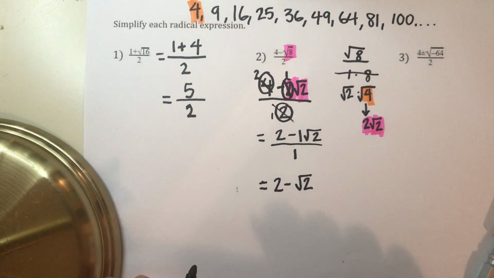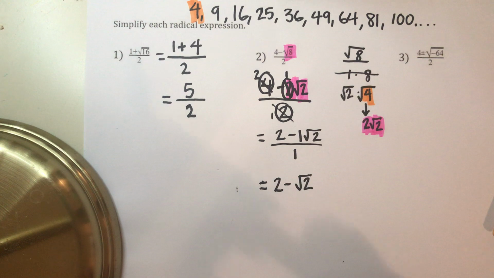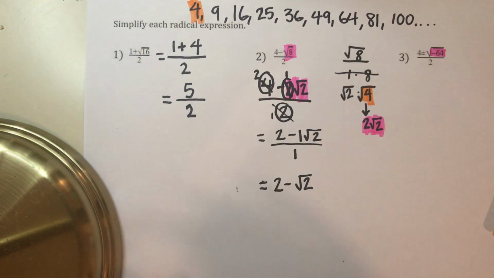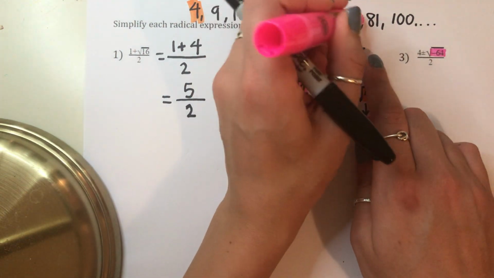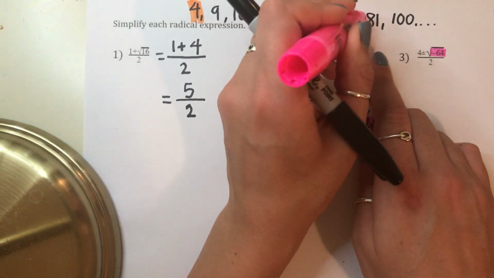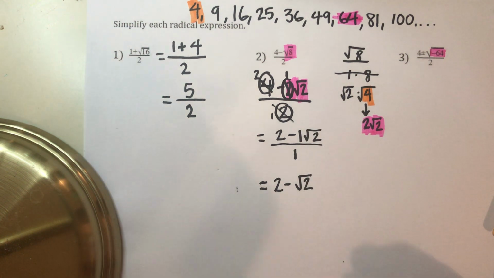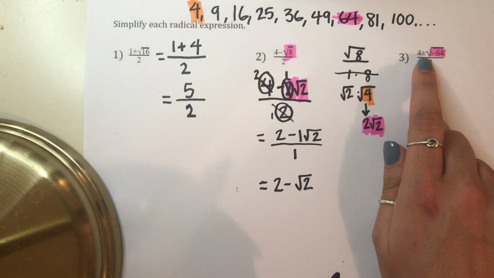Now we're going to do number 3. And how we're going to do that one is we're going to first notice that our root is a negative 64. I'm going to look up at my list and I see that 64 is a square factor. And if you can't tell that it's 8 as the answer, I want you to just put it in the calculator and the calculator will tell you the answer. Now I want to remember that this is a negative number inside my radical.